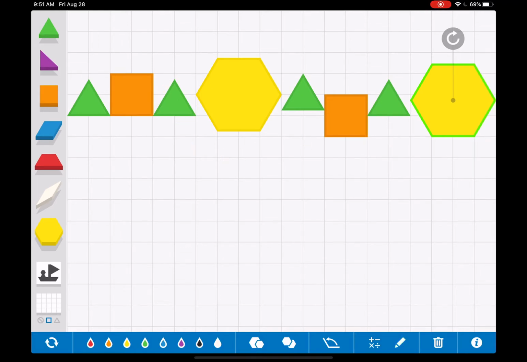Today in your Seesaw journal, you're going to work with a variety of different patterns. You have a part of a pattern that is started for you, and you are going to use the shapes to extend the pattern, and then you're going to submit it to your Seesaw journal.